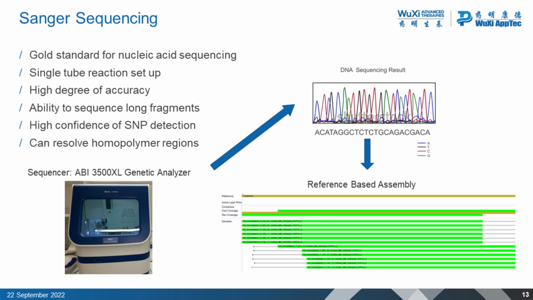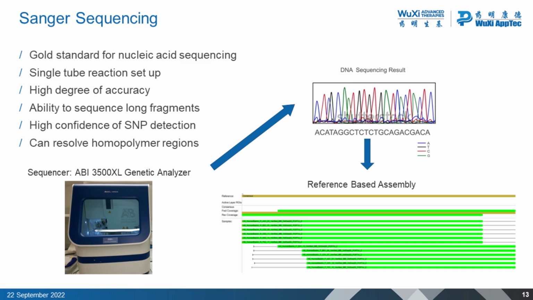The reaction can be set up in a single tube. It has a high degree of accuracy. It has the ability to sequence long fragments. If you saw my previous slides, NGS offers 200 to 300 base pair sequencing, whereas Sanger sequencing can do thousands of base pairs. It offers a high confidence of single nucleotide polymorphism detection, and it can also resolve homopolymer regions.